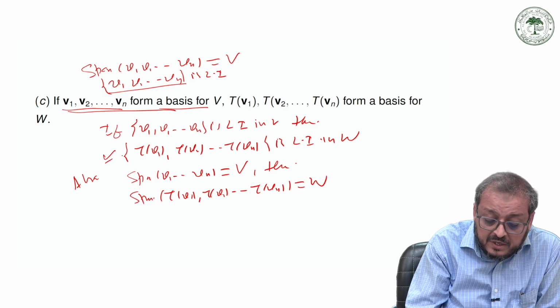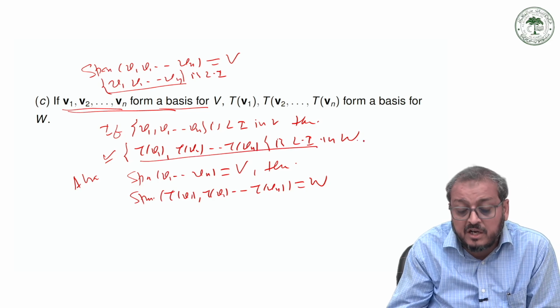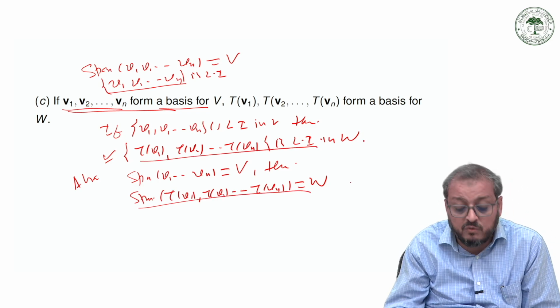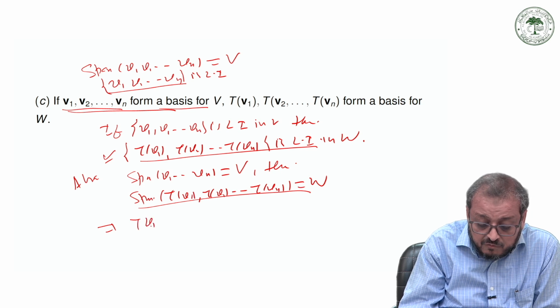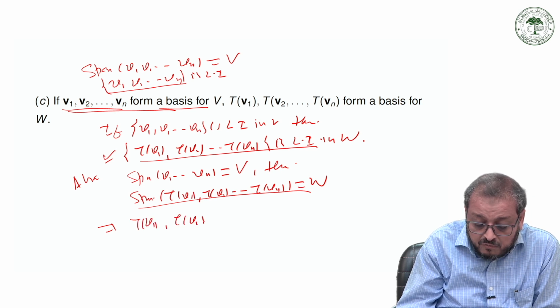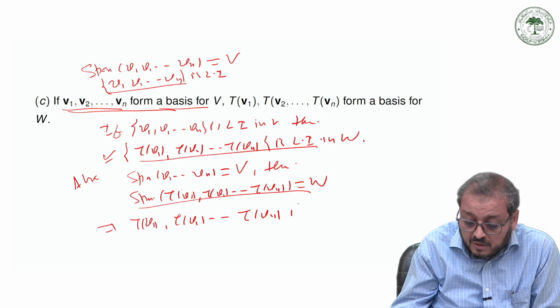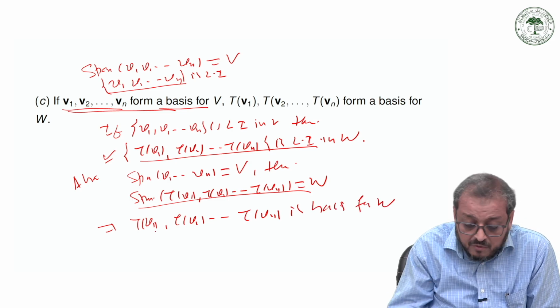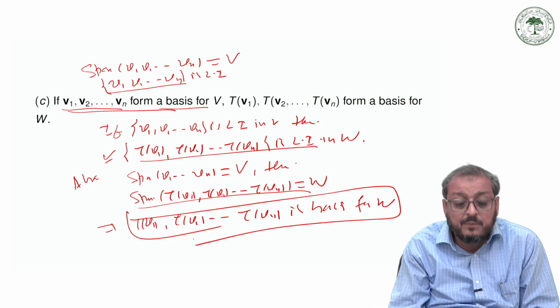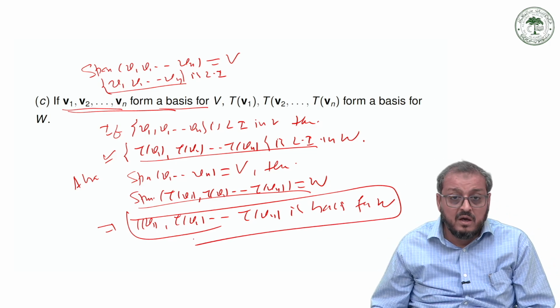We have proved that T(V1), T(V2), ..., T(Vn) is linearly independent in W, and the span of T(V1), ..., T(Vn) is equal to W. So, this implies that T(V1), T(V2), up to T(Vn) is a basis for W. This completes the proof of the third part.